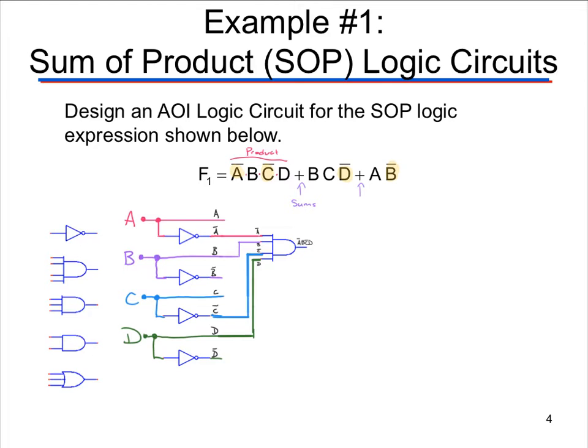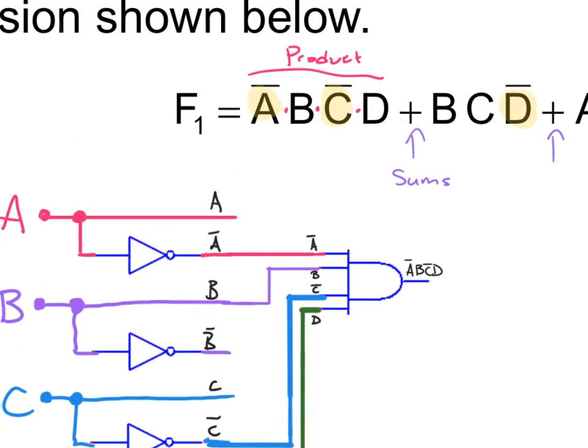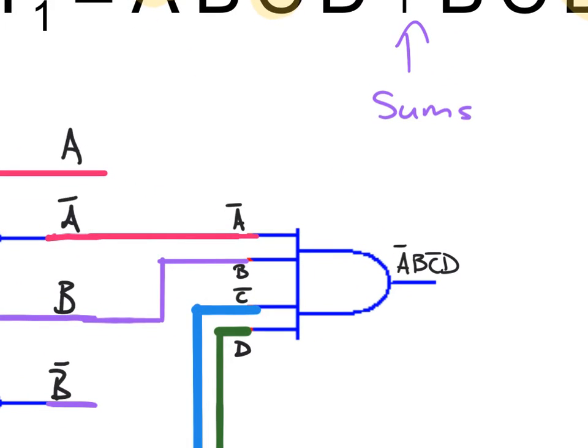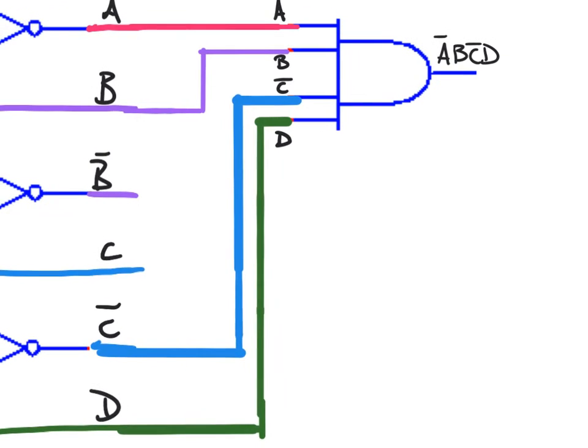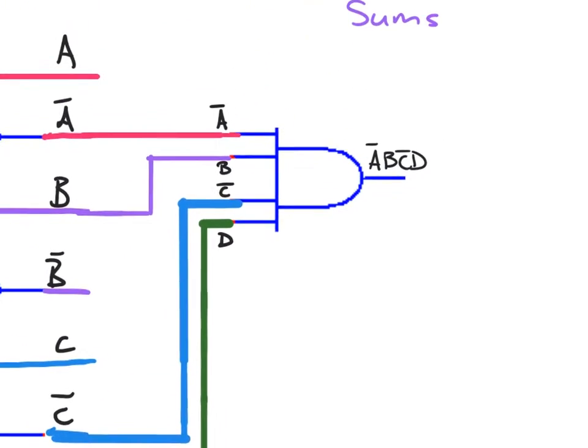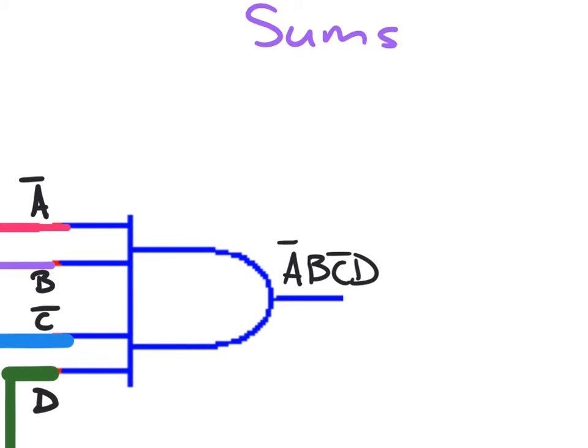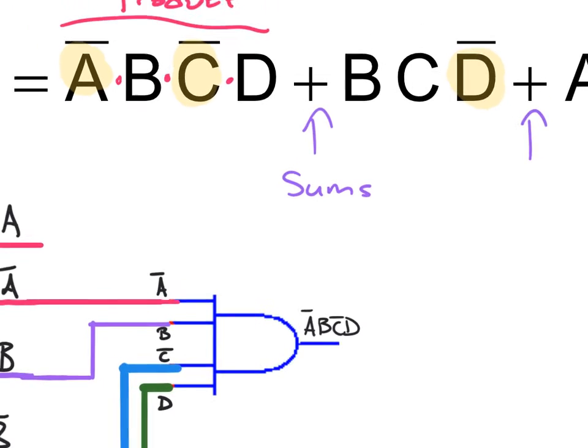All right, so here we are looking at the 4 input AND gate. The first input is wired to not A. The second input's wired to B. The third input's wired to not C. And the last input's wired to D. So this would produce not A and B and not C and D.